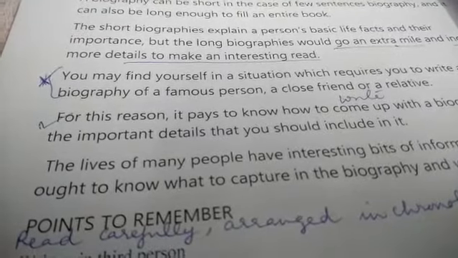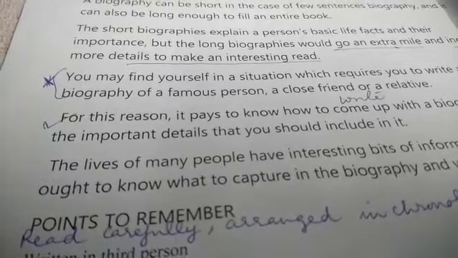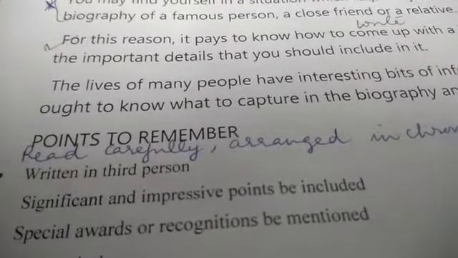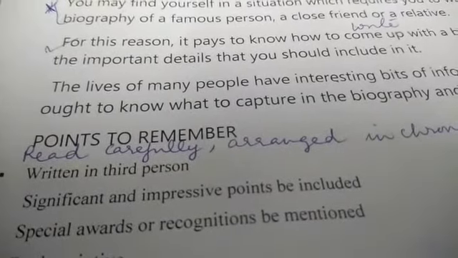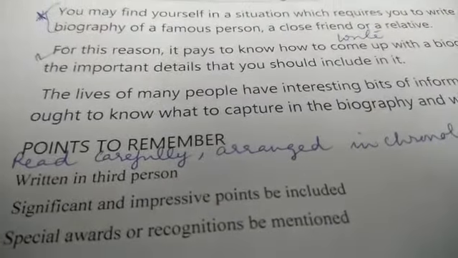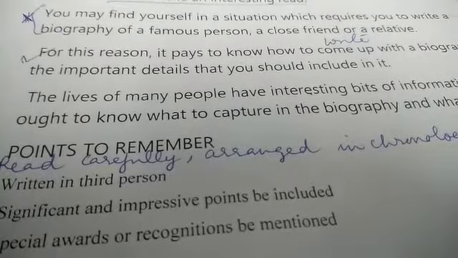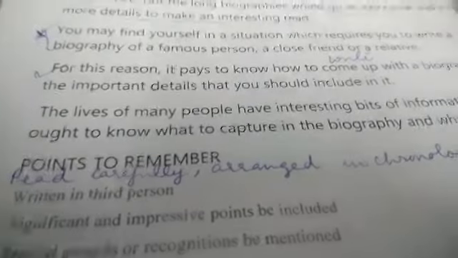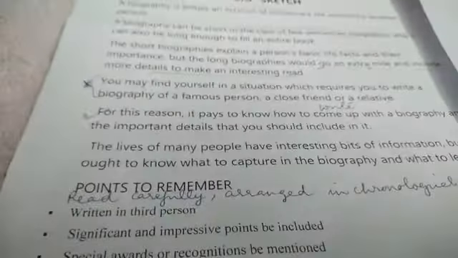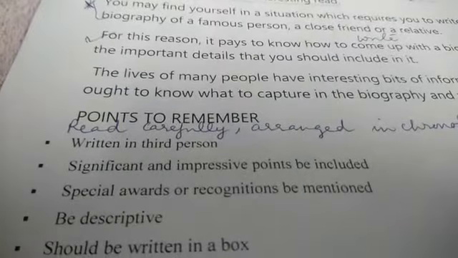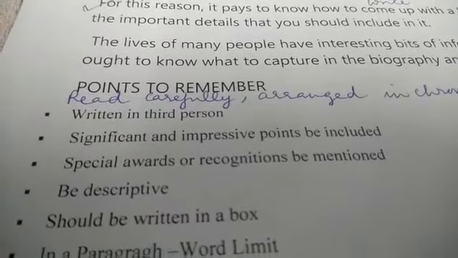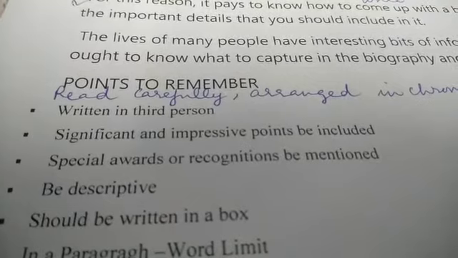Now, when writing a biography, children, you have to keep a few points in mind. First of all, read the question carefully. You would find all the points, all the dates, already there, arranged in chronological order. What is chronological order? Year-wise, the points about his life sketch would be arranged. The dates would be arranged. It will be written in third person.